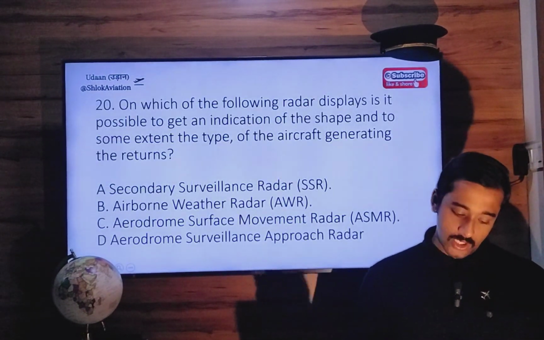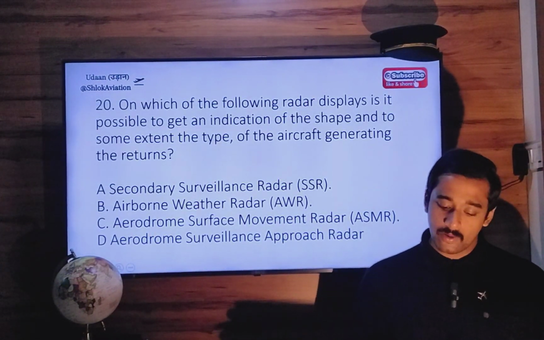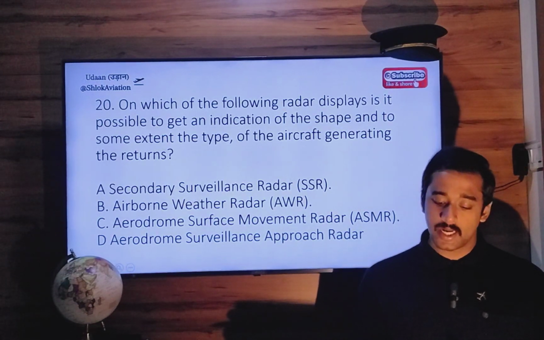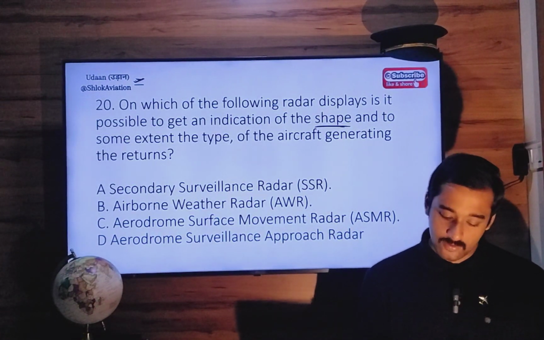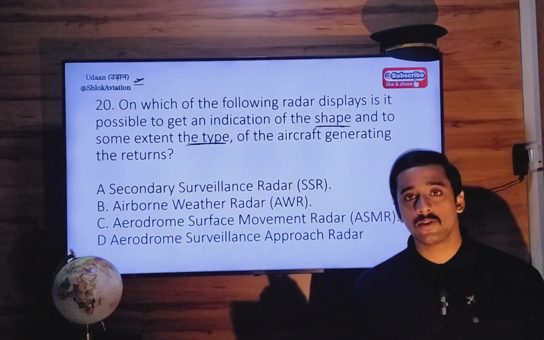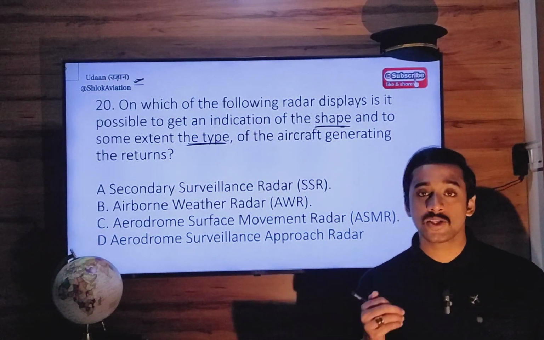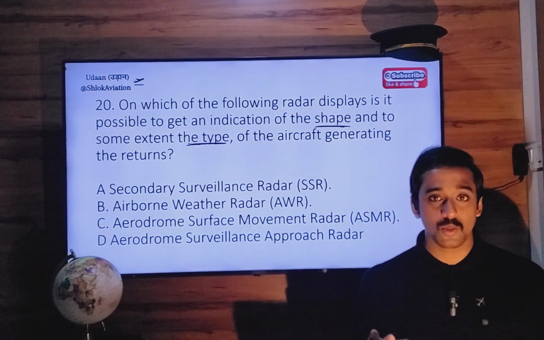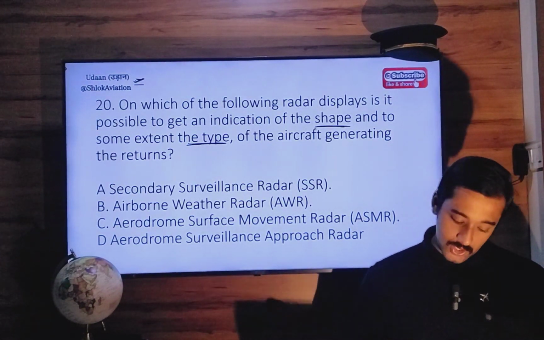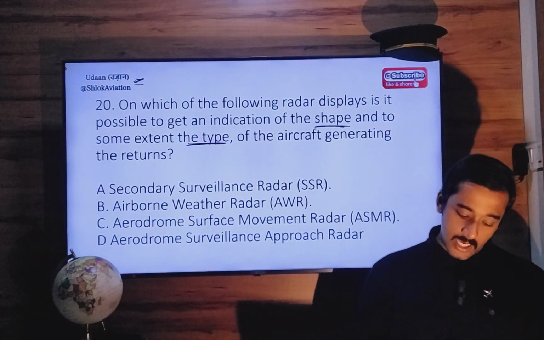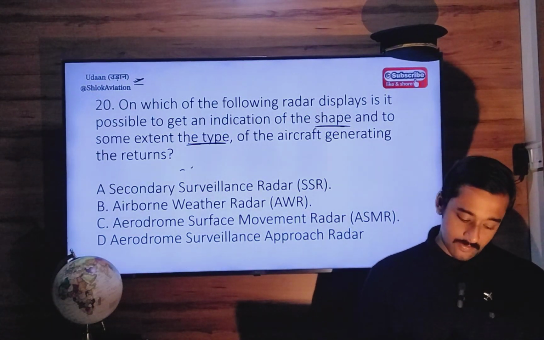Next, question 20. On which of the following radar displays is it possible to get an indication of the shape and to some extent the type of aircraft? This is only possible with one particular radar which uses very high frequency, that is super high frequency, and the scan rate is also very fast. So that radar is aerodrome surface movement radar.